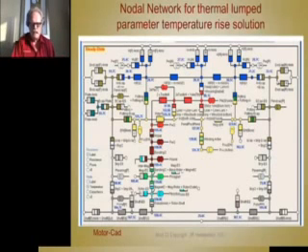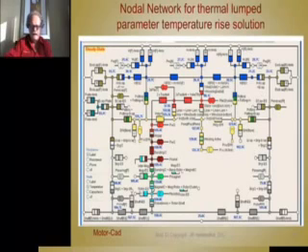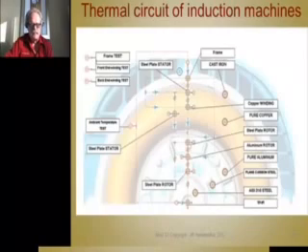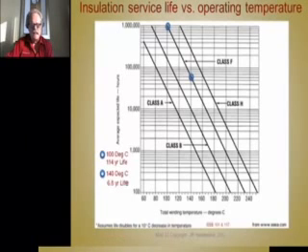You can build a lumped parameter network like this using a bunch of nodes and treating all these as resistors, and solving this circuit with a source, and predict with the characteristics of all the materials. You can predict the temperature rise. This is a software product that comes from England. It's called MotorCAD, and this is developed by a very smart guy, and it's used to predict the temperature rise in machines.